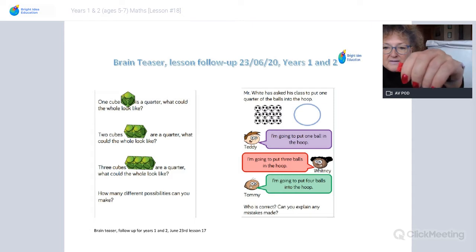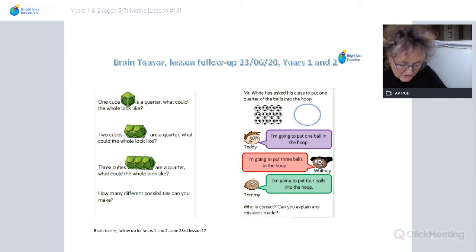So there's 1 cube. The whole is 4 times as many as that. So the whole would be 4 cubes, wouldn't it? If 1 cube was a quarter, the whole would be 4 cubes. Well done. Answers are coming through. That's what I like to see.